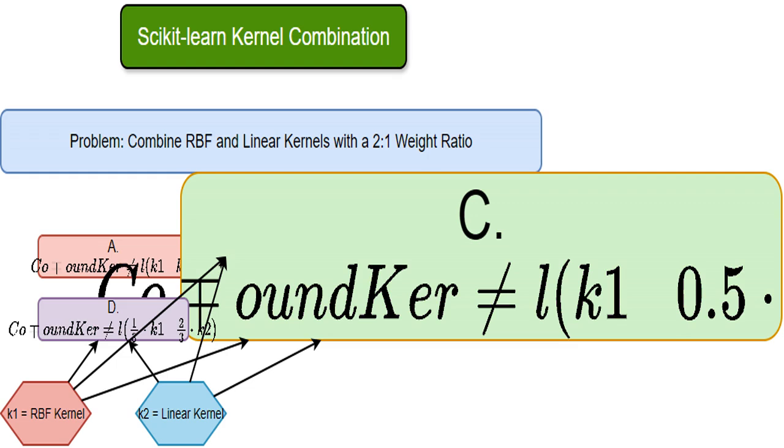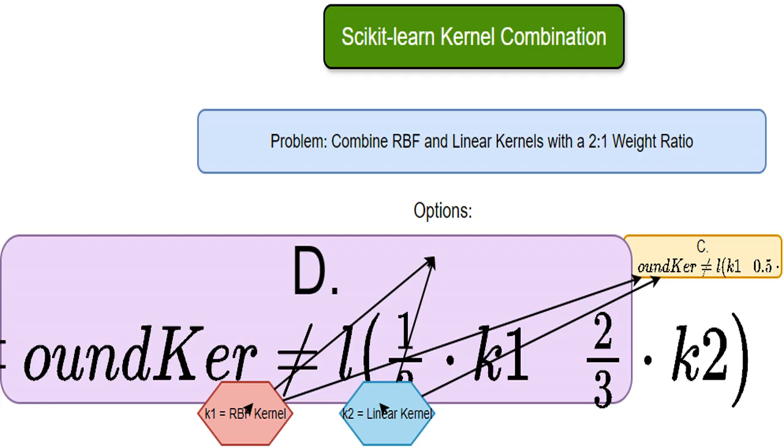We're using equal parts of the first color and only half as much of the second. This also gets us close to the desired ratio. This option creates a compound kernel with weights of 1/3 for the RBF kernel and 2/3 for the linear kernel.